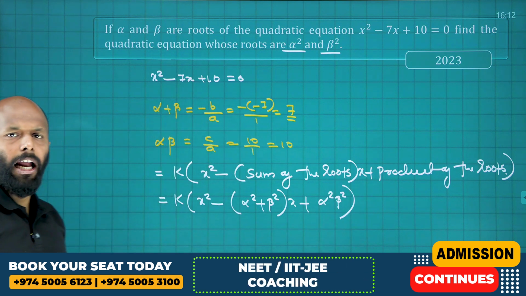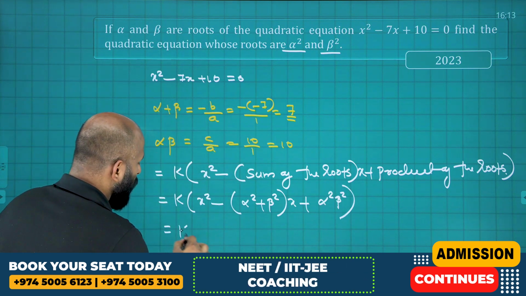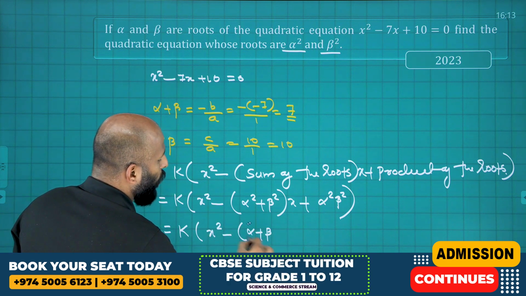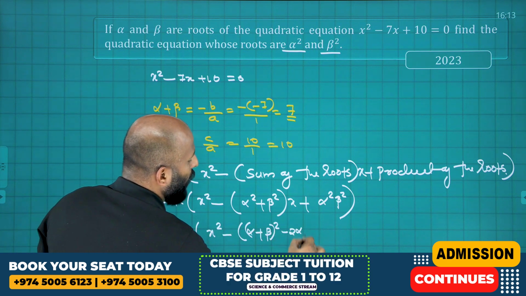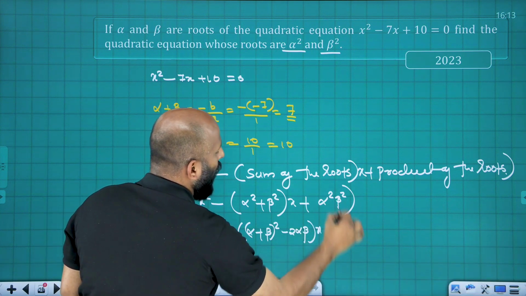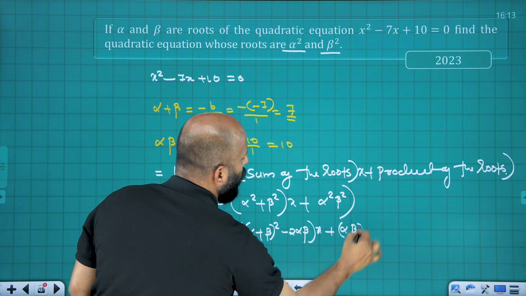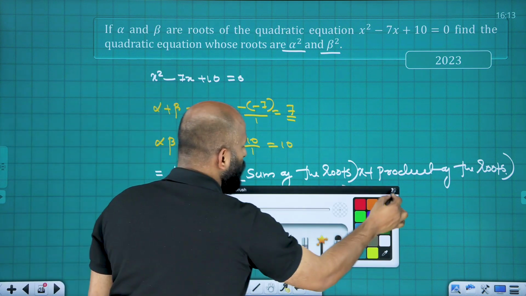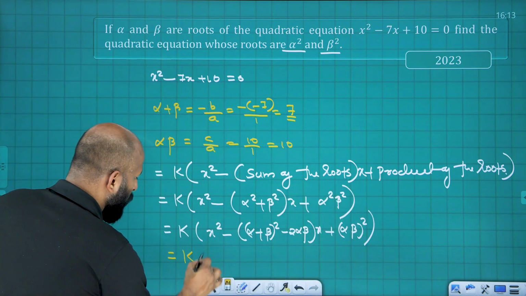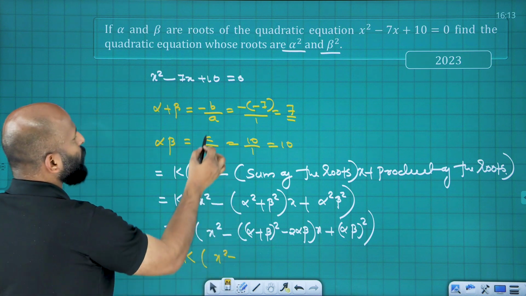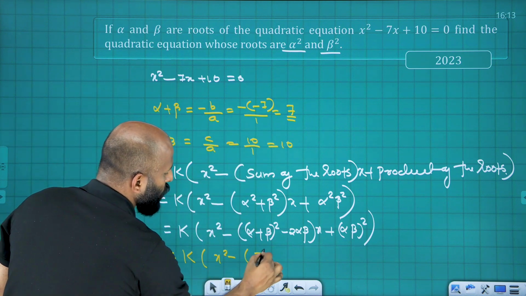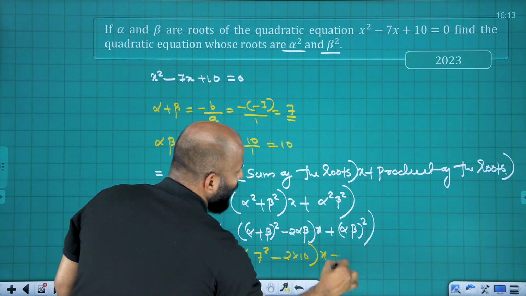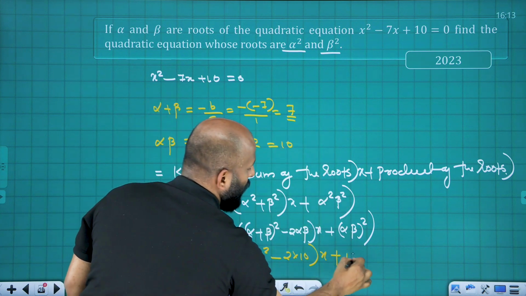Now, how to find alpha square plus beta square? That is equal to k into x square minus alpha plus beta whole square minus 2 alpha beta into x plus alpha beta whole square, we can write it. Hope all of you understood. Now we can substitute the values. That is k into x square minus alpha plus beta, which is 7 square minus 2 into 10 into x plus alpha beta, that is 10 whole square.